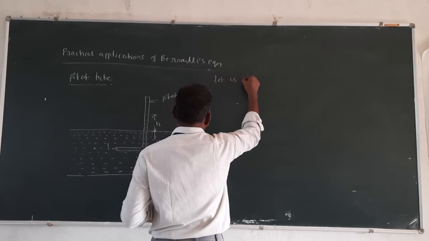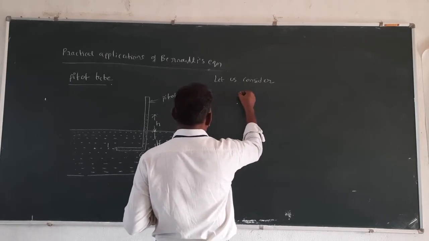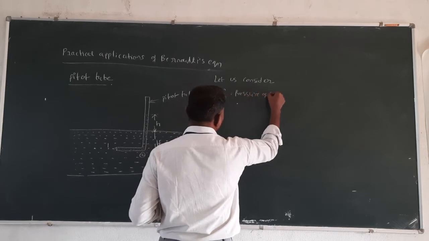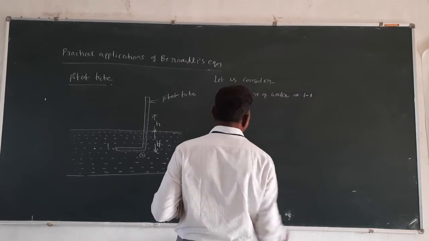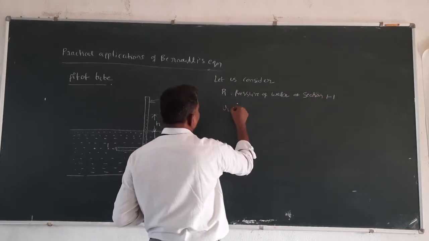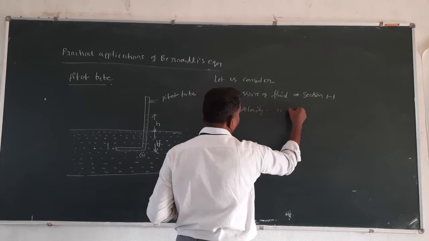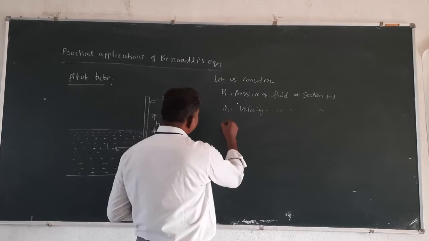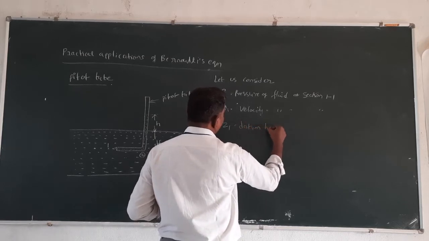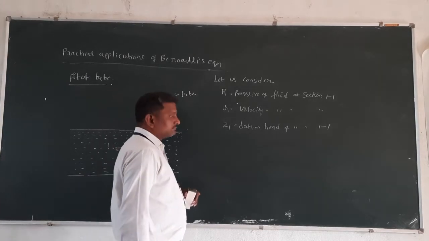Let us see the description. Let us consider P1 is the pressure of water at section 1. V1 is the velocity of fluid at section 1. Z1 is the datum head of the fluid at section 1.